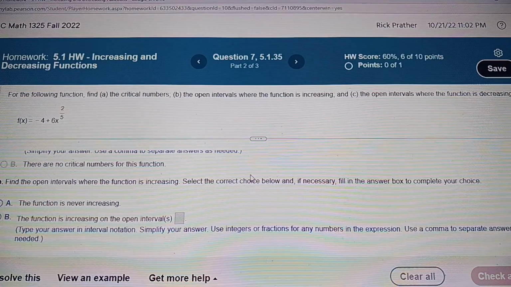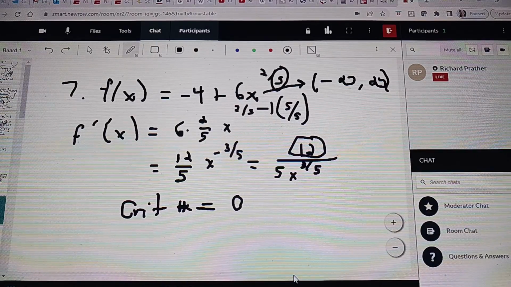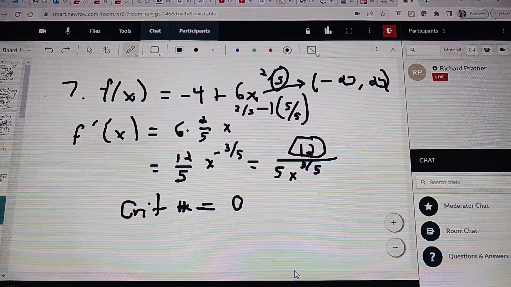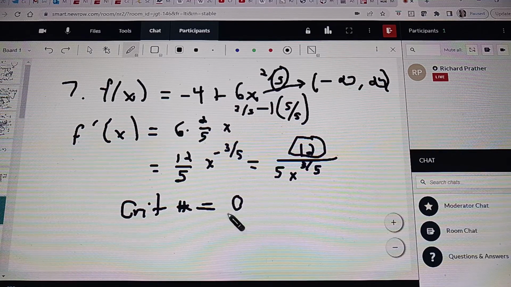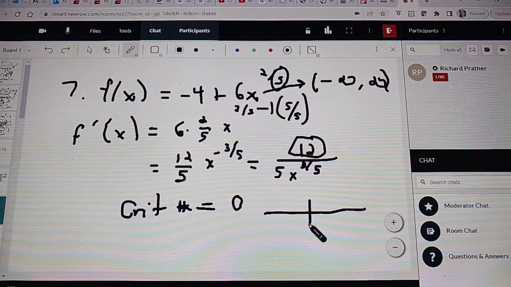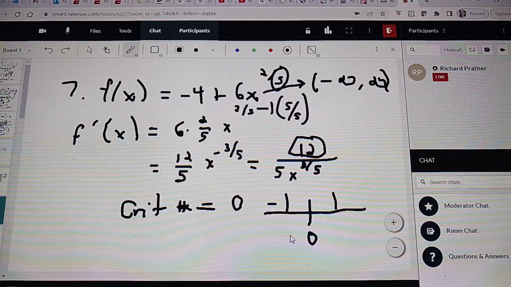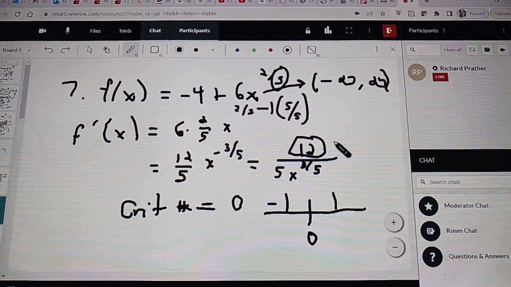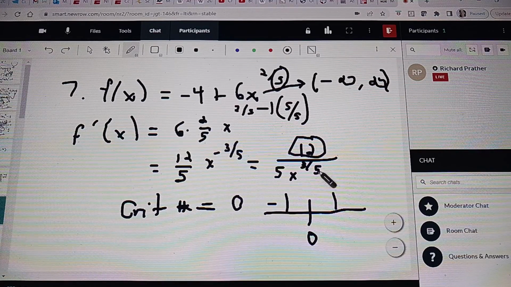So that means there's a chance it could be increasing in half of the problem and decreasing in the other half, or maybe they're both increasing, or maybe they're both decreasing. Don't just assume there's going to be one of each. So make a number line with just 0 on it. I would pick 1 and -1. Plug them into the derivative function.